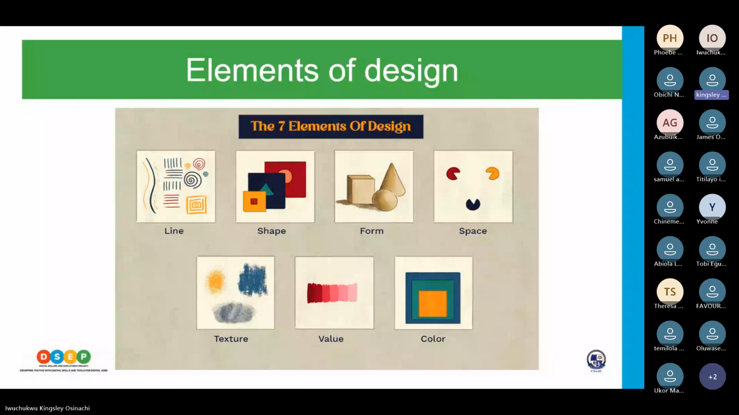Any category of design, any sector of design you find yourself in, these are the elements you'll be working with as a designer. Although in some contexts, you see that the elements are more than this, because some of them are broken down. But these are the seven recognized elements of design: line, shape, form, space, texture, value, and color. Every designer deals with color, value, texture, shape, form, space, and line.